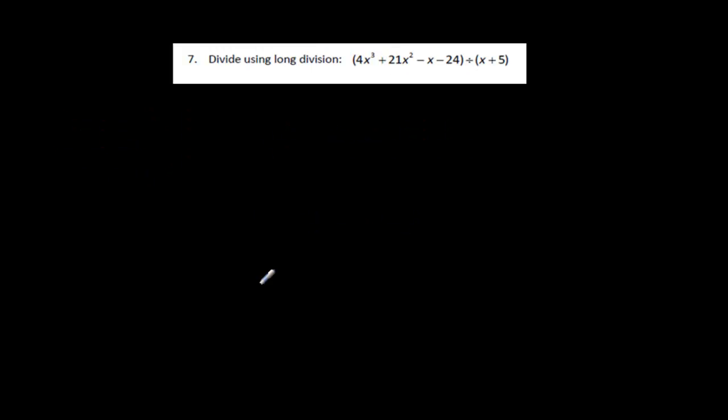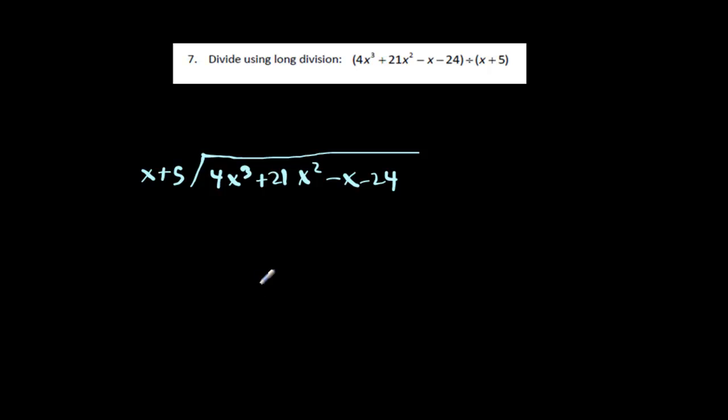Alright, divide using long division. So we have 4x cubed plus 21x squared minus x minus 24 divided by x plus 5. So x times what is 4x cubed? That would be 4x squared. That times that is 4x cubed. 4x squared times 5 is 20x squared. Change the signs, add down. That means we're going to have a positive 1x squared.